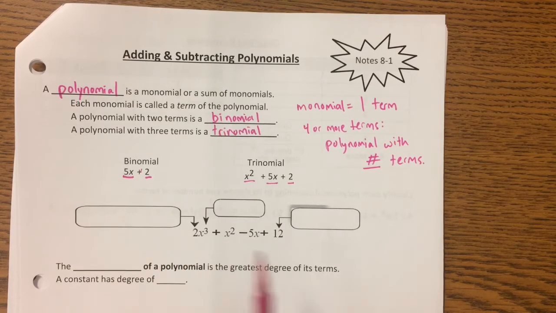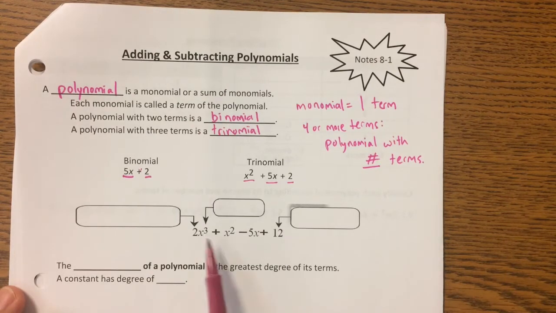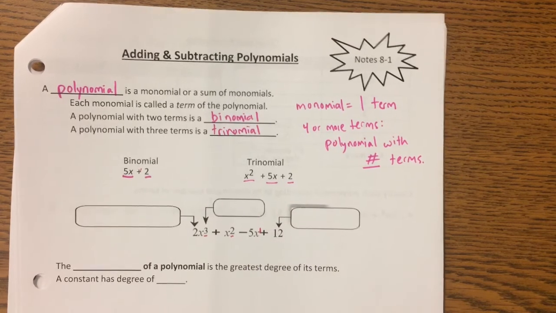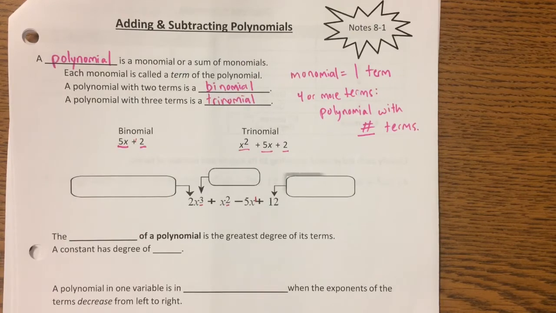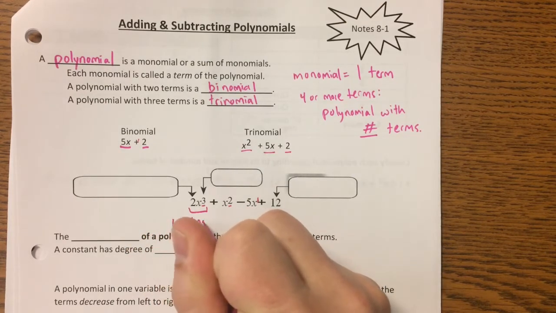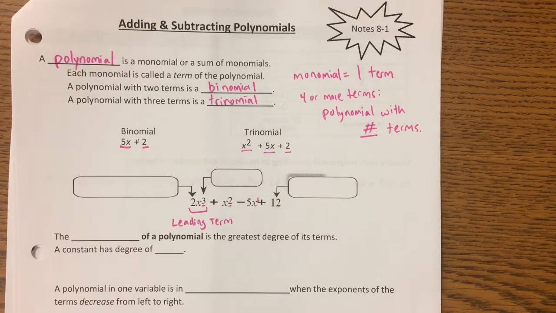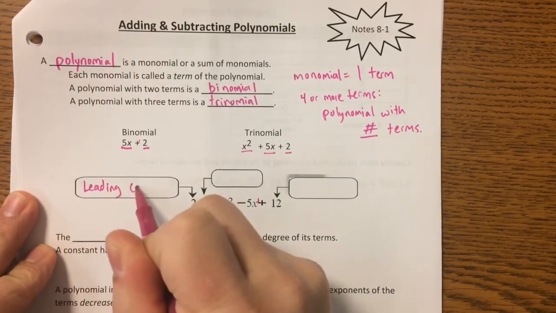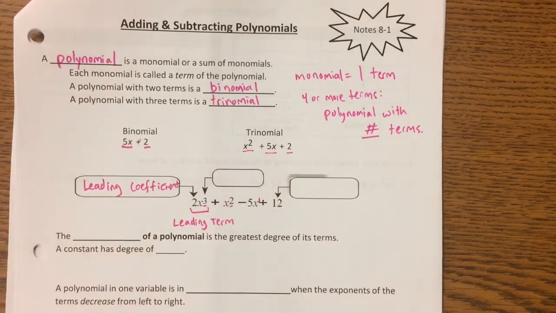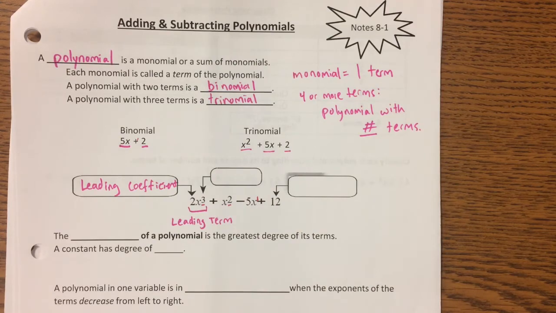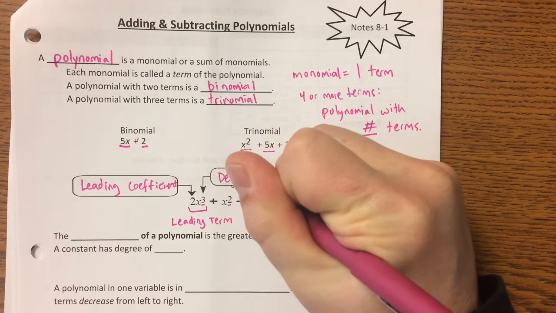After you write it in what's called standard form, which basically means you write each term in order based on their exponent, so 3, 2, there's an implied 1 here, and then 0. If you write it in that form, that first term, the one with the biggest exponent, is called the leading term. That leading term has what we call a leading coefficient. So basically it's the coefficient of the term that has the largest exponent. The largest exponent that's in the polynomial, we call that the degree of the polynomial.